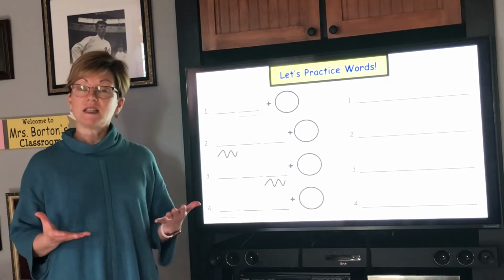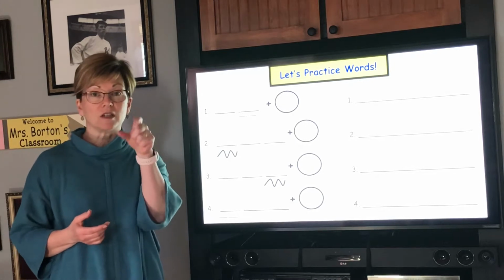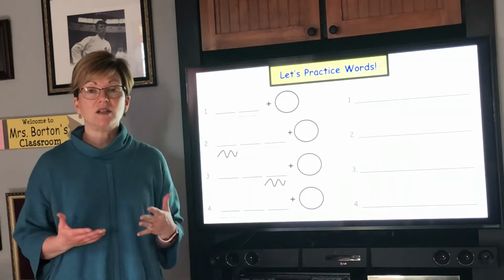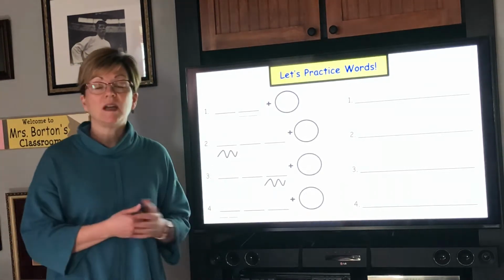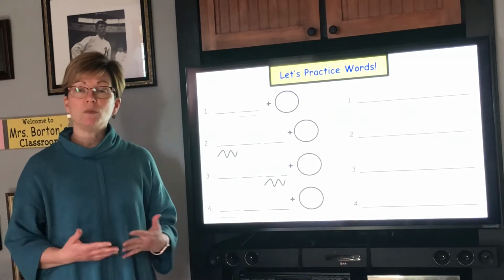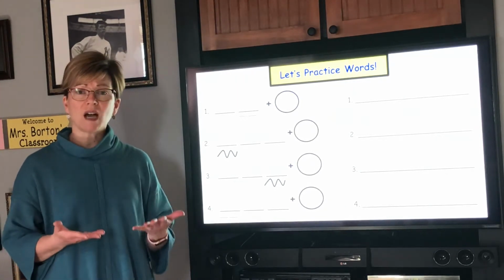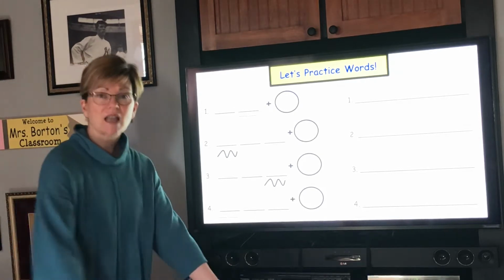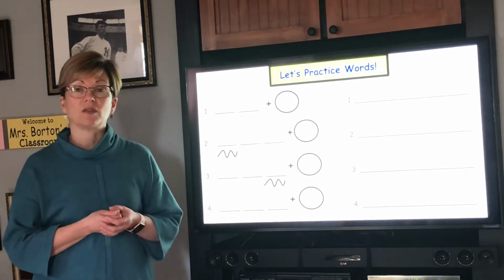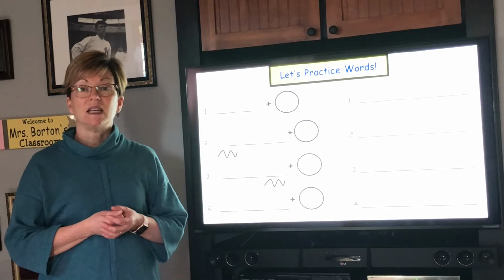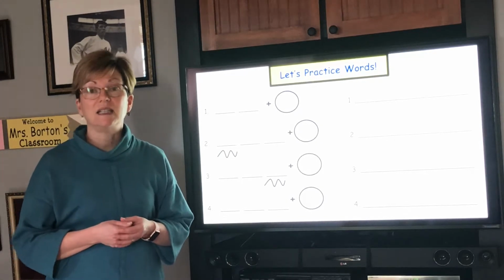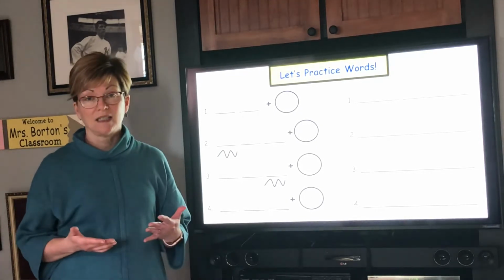This week we've been talking about suffix ed. A suffix is a little part of a word, just a few letters that's added to the end of the word, and it gives new meaning to this word. And we talked about that suffix ed is added to the end of a root word. It can make three sounds. It can say id, it can say duh, or it can say t.